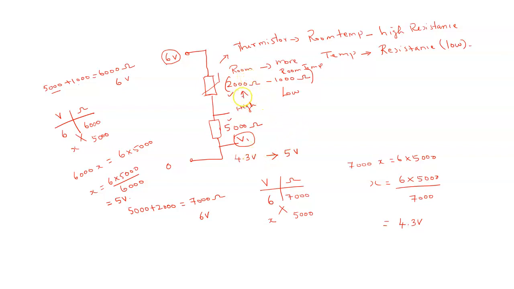What happens now, as the temperature changes, is that the voltmeter reading changes from 4.3 volts to 5 volts. So the voltage increases from 4.3 volts to 5 volts. This will be the answer.